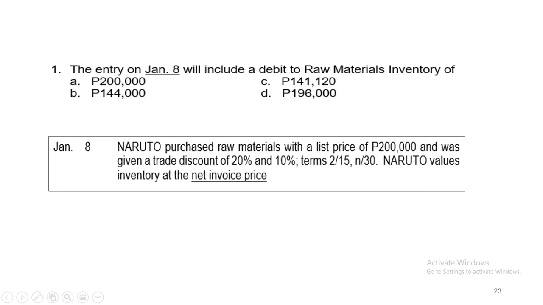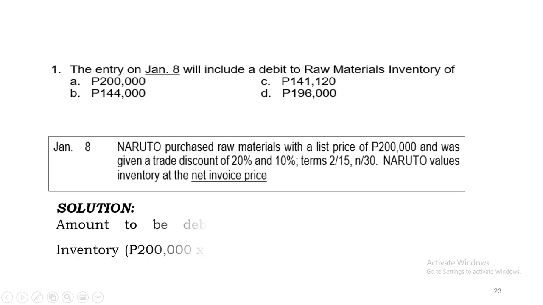So, this one. January 8 transaction, Naruto purchased raw materials with the list price of 200 and was given a trade discount of 20% and 10%, terms 2%, payable within 15 days, net 30, and Naruto values inventory at the net invoice price. Okay. So the question is how much should be debited as part of raw materials inventory.